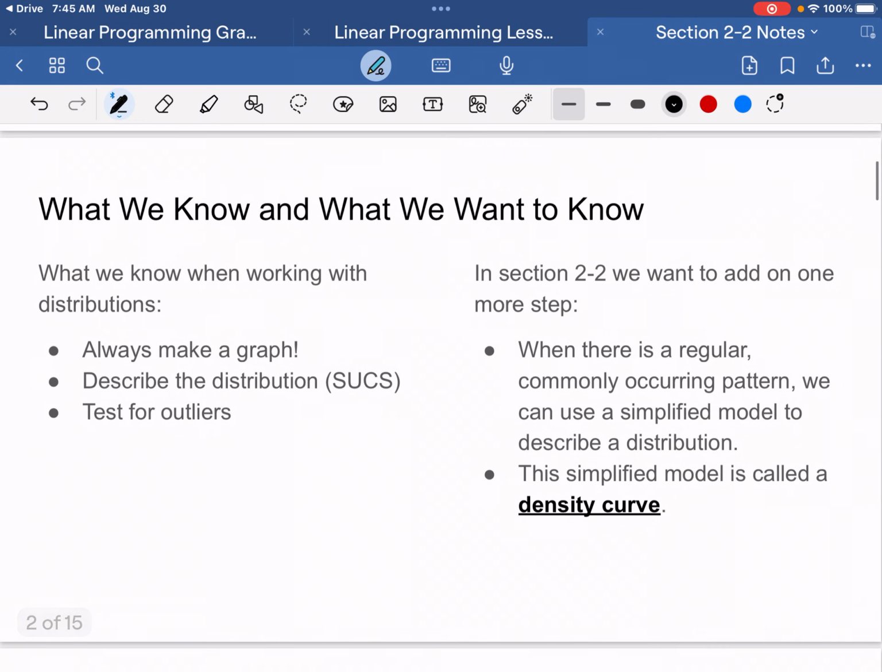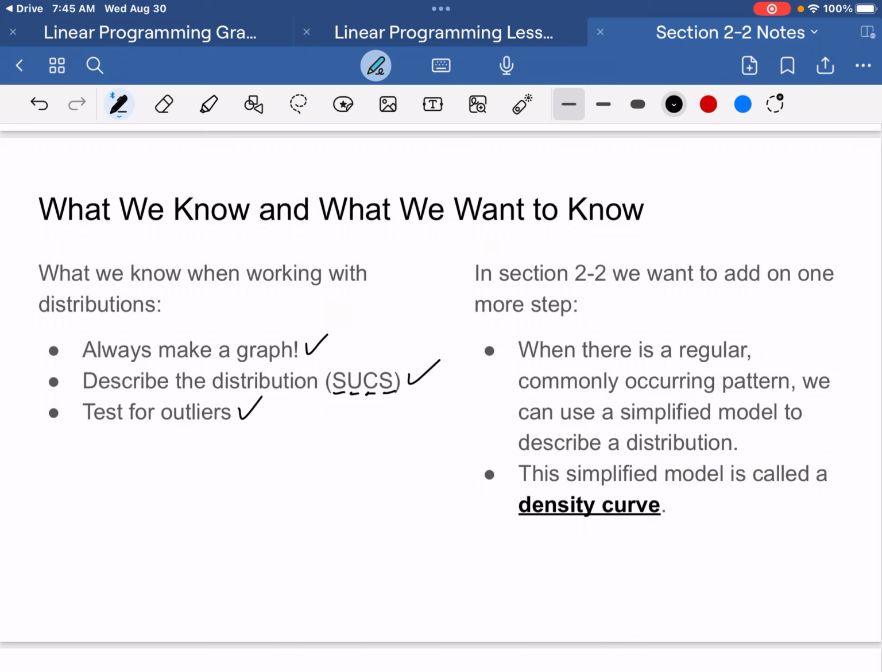What we know and what we want to know. We already know that when you're working with distributions, a list of data, no question about it, you should always provide a graph if they haven't provided a graph for you already. You should always describe the distribution: shape, unusual features, center, and spread. And you should always test for outliers if you have data in a distribution.